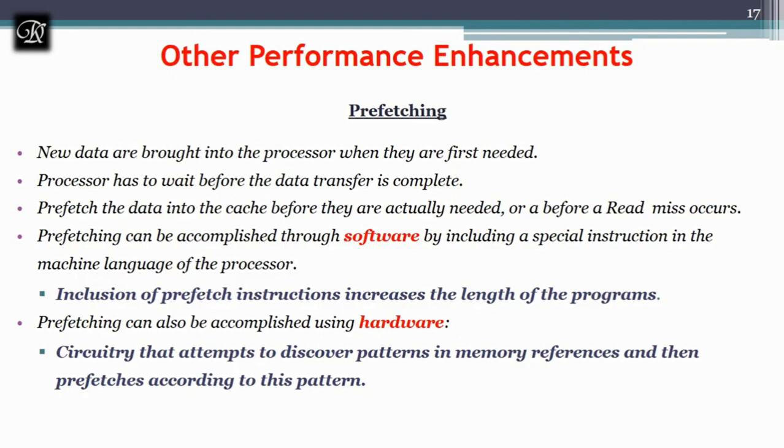Or else we can come up with hardware. If we add hardware, we can have some circuit to predict what is required frequently, and then prefetch it. We have seen similar architecture with pipelining and superscalar operation with respect to hardware.